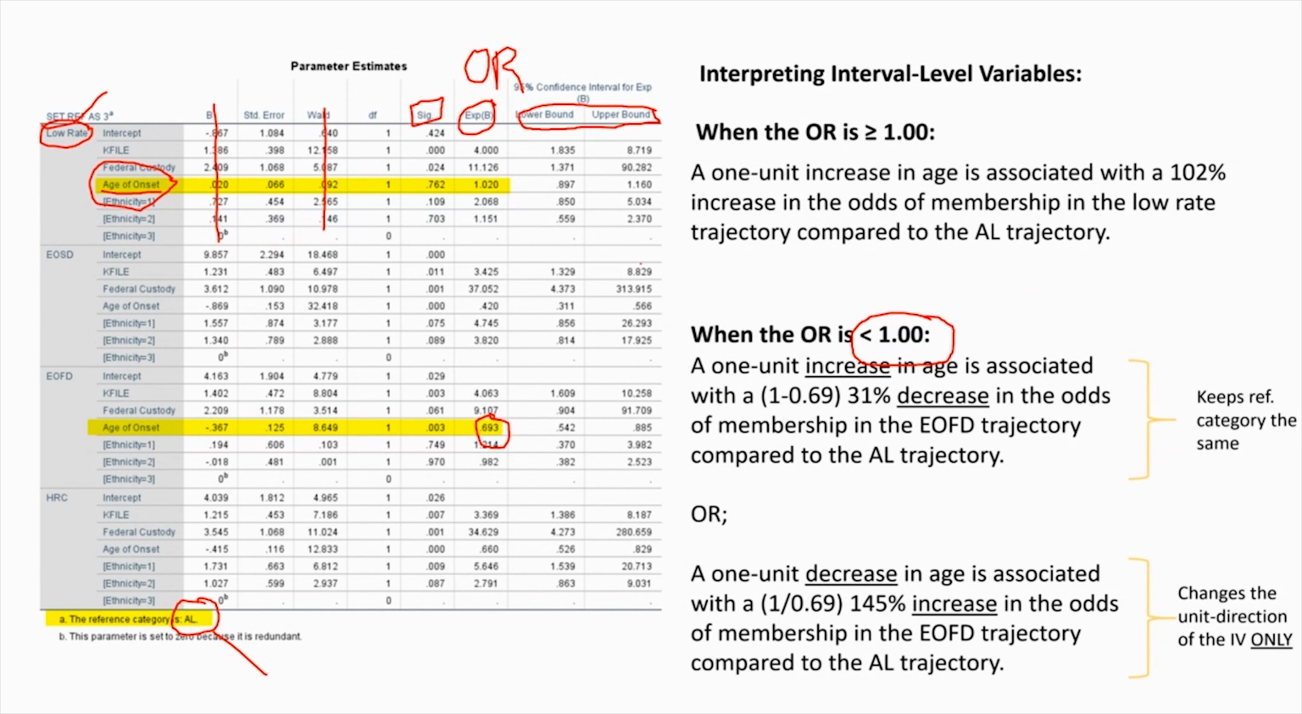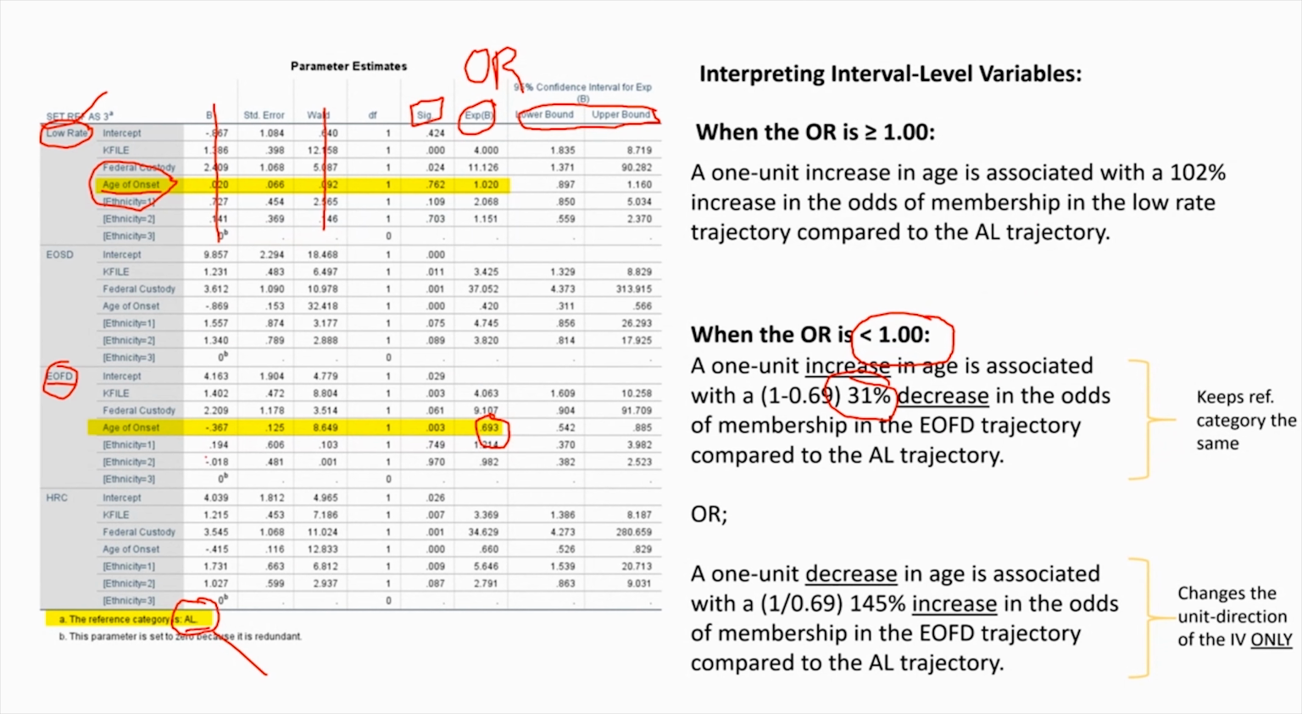We have to do 1 minus 0.69, and that would give us a value of 0.31, or a 31% decrease in the odds of membership in the EOFD trajectory compared to the AL trajectory. So in this case, we're showing in what way the variable decreases the likelihood of being in the EOFD trajectory compared to the AL trajectory.